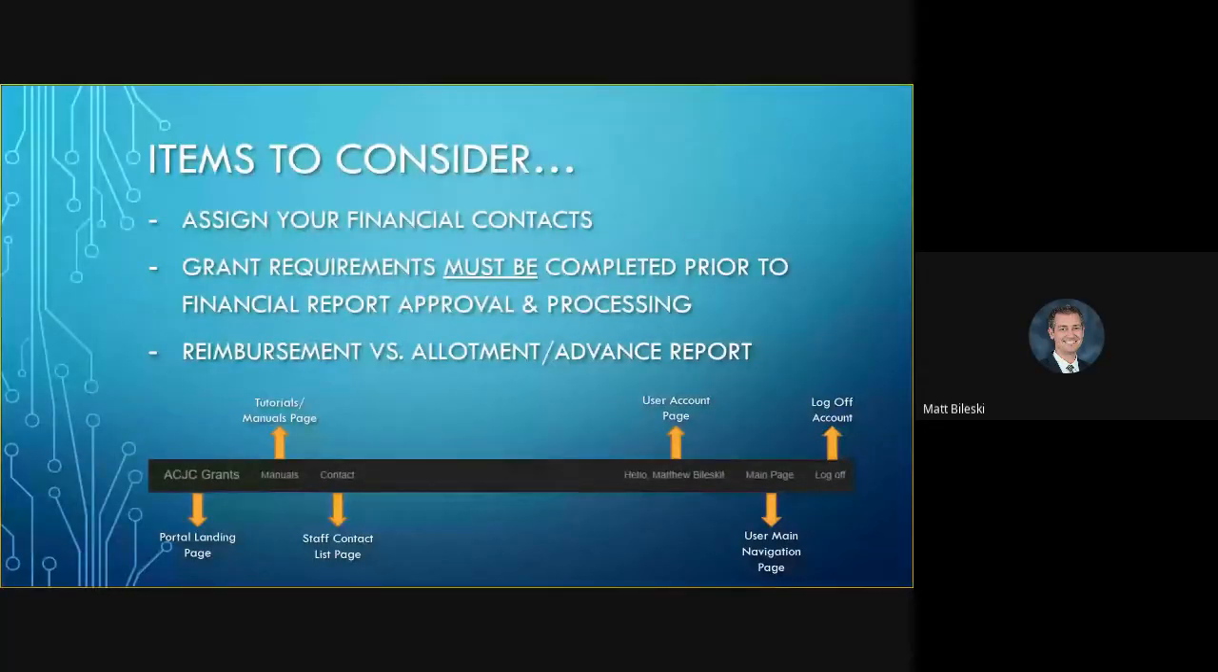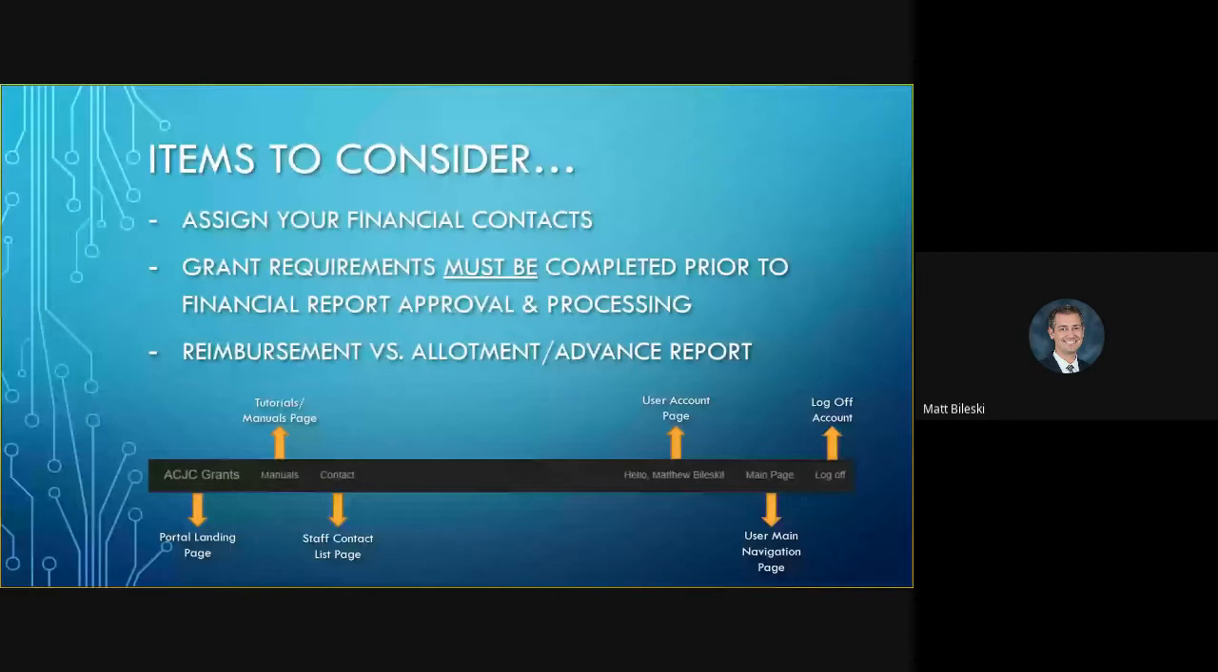Up at the top bar, you can see down here, Acjc Grants, Manuals, Contact. This is that top banner bar on the Acjc Grants portal. If you click Manuals, there will be manuals available there to walk you through that process. Okay, if you have any questions about that, please do reach out to your coordinators or your manager. You can also reach out to me for any technical issues.